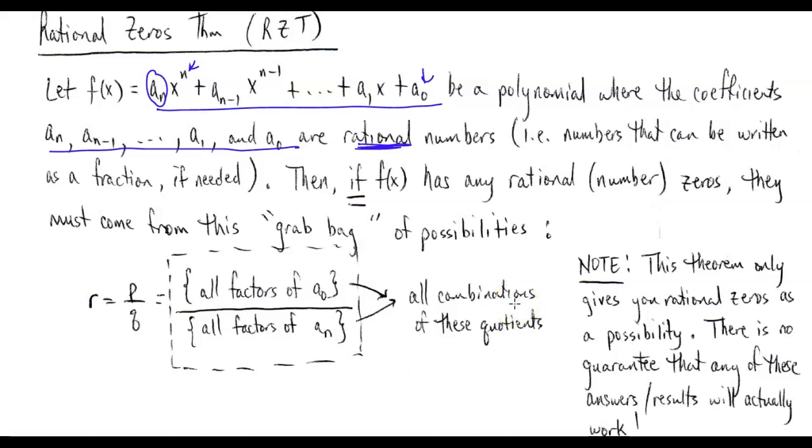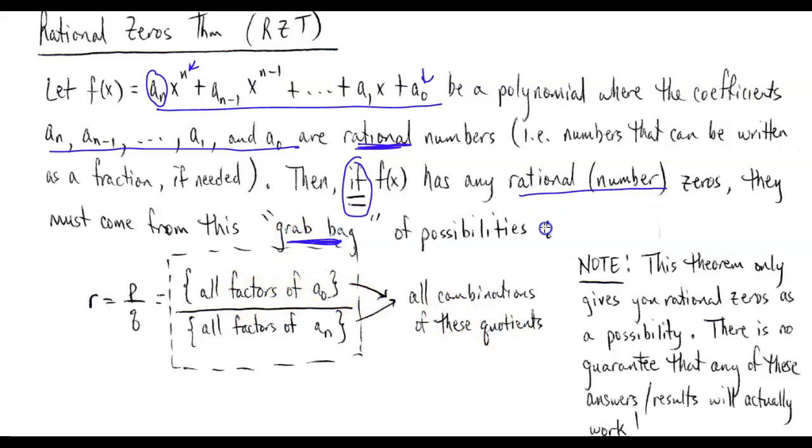If our polynomial meets this condition, then if, and this is the key word, if our polynomial has any numbers that I can plug in for x that will make it go to 0, and those values are rational number types, meaning numbers that I can actually express as a fraction, then it has to come from what I call this grab bag, or a list of possibilities.